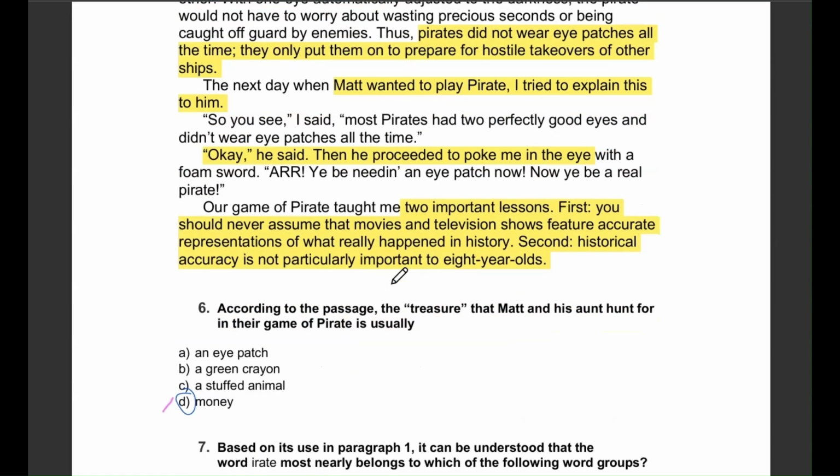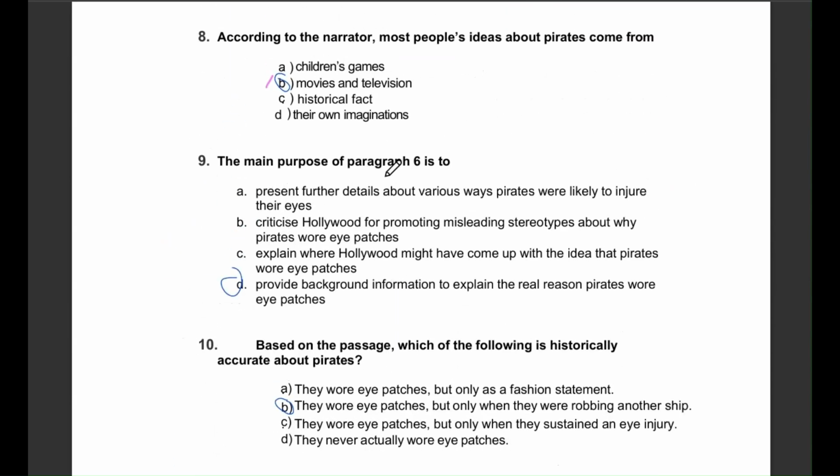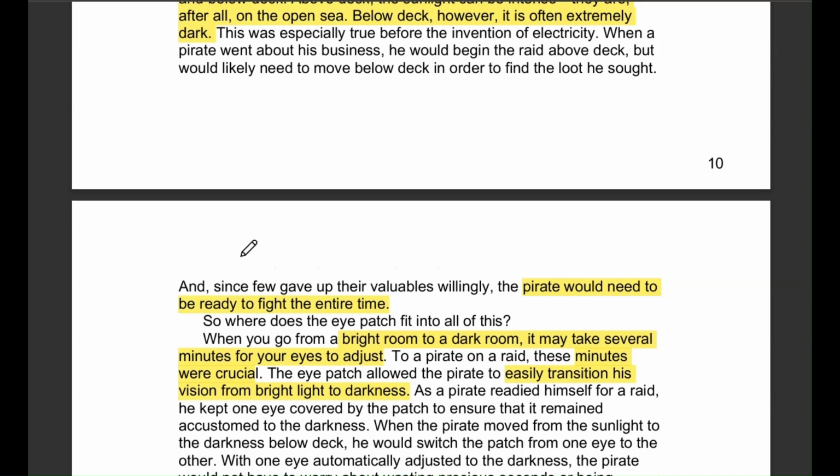Last question, number 9. The main purpose of paragraph 6 is to. The multiple choice answers are A. Present further details about various ways pirates were likely to injure their eyes, B. Criticize Hollywood for promoting misleading stereotypes about why pirates wore eye patches, C. Explain where Hollywood might have come up with the idea that pirates wore eye patches, or D. Provide background information to explain the real reason pirates wore eye patches. The correct answer is D. Provide background information to explain the real reason pirates wore eye patches.